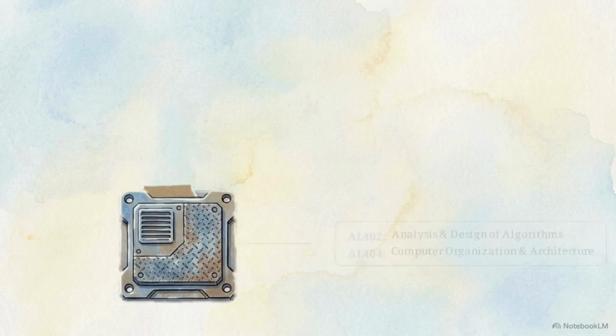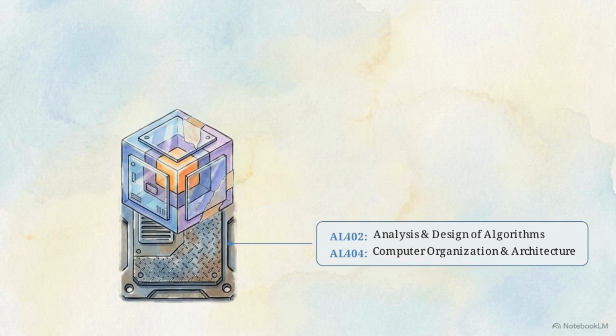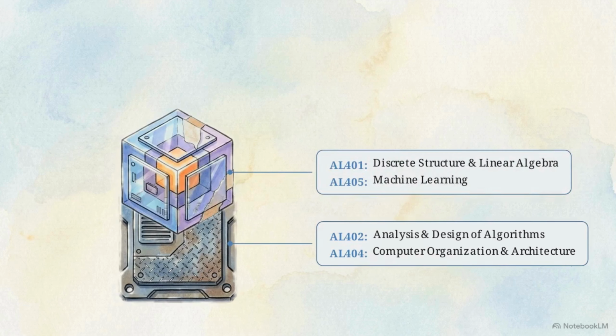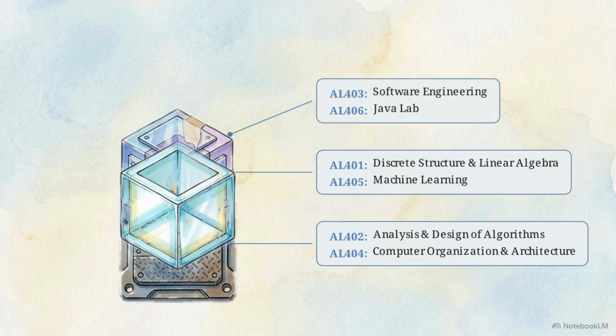This isometric diagram shows the complete stack you are building this semester. The hardware and algorithms form the foundation. Your math and machine learning act as the internal intelligence engine. Finally, software engineering and Java skills wrap around it to create the functional interface.